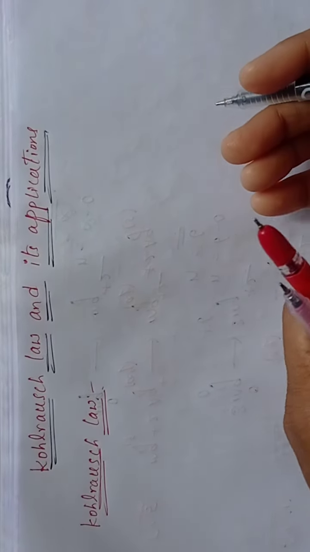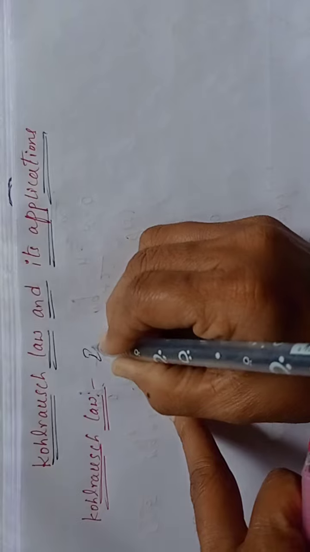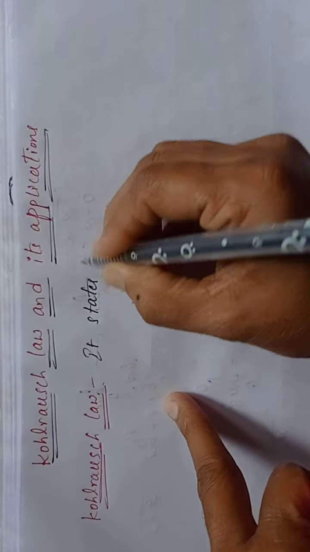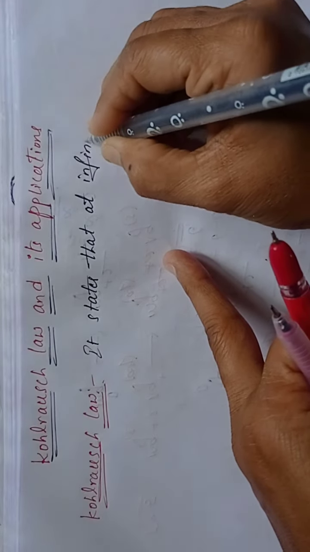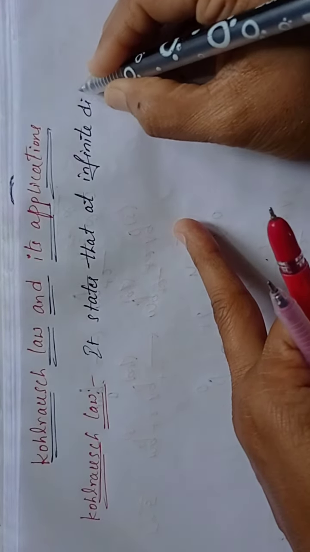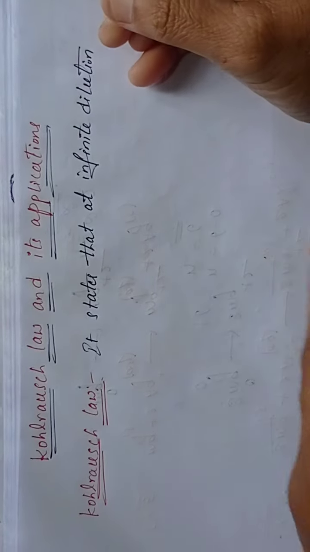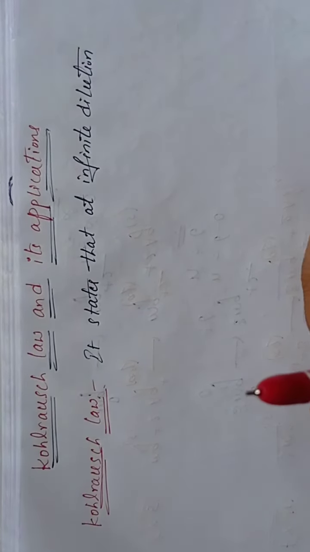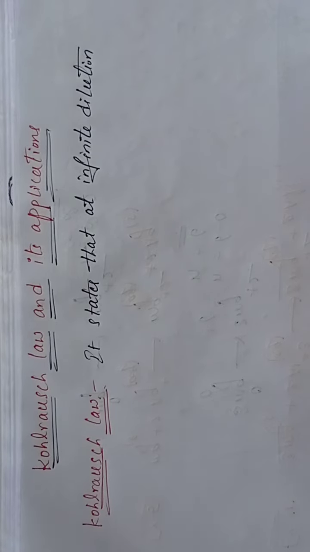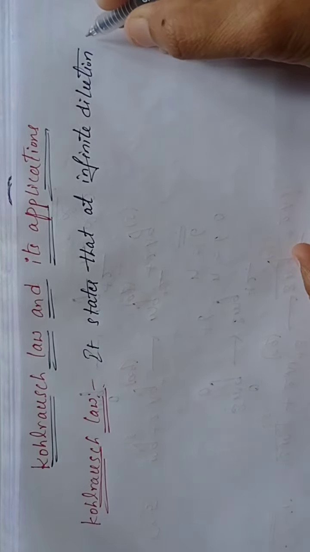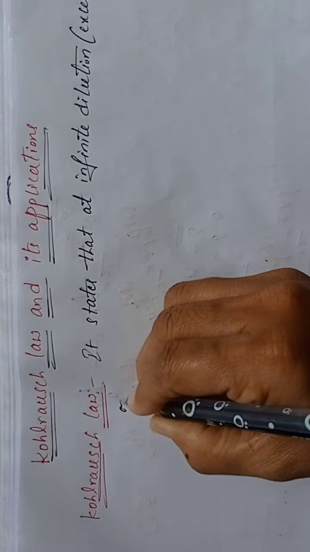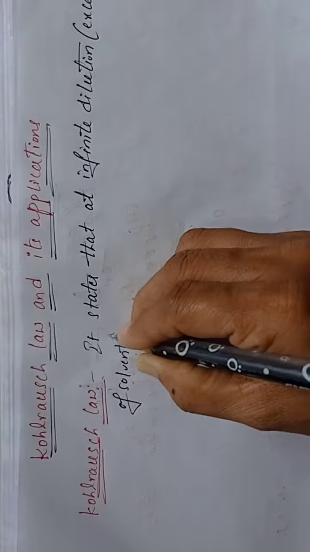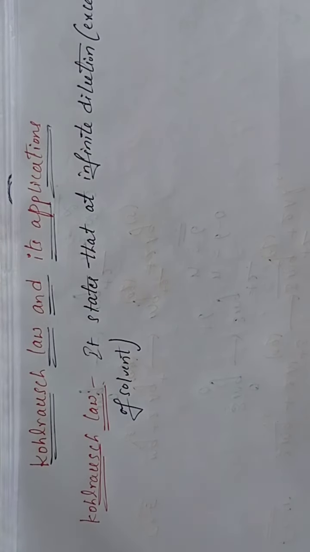Kohlrausch law states that at infinite dilution. Infinite dilution is nothing but the solvent quantity being in excess. Are you following? So in brackets, excess of solvent. Clear this one? Excess of solvent is added. So that is nothing but infinite dilution.